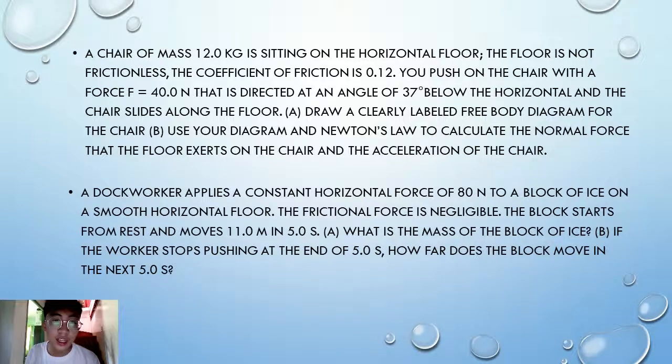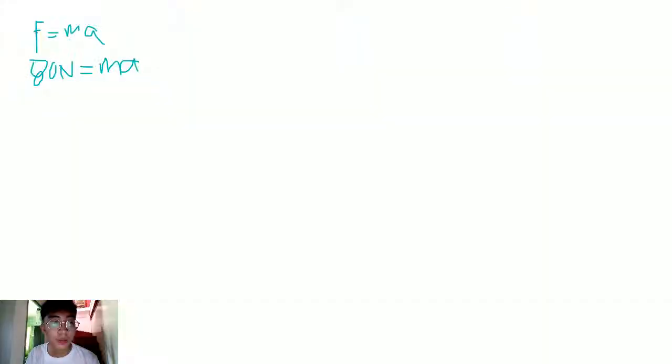So dahil may given tayong initial velocity, meron din tayong given delta X and meron tayong given time. So pwede natin ma-solve si acceleration. So ang gagamitin natin sa equation na to will be equation number 2 ng ating kinematics equation. So ang ating kinematic equation number 2 will be delta X is equals to VO, ang ating initial velocity, times T, plus 1/2 A T squared.